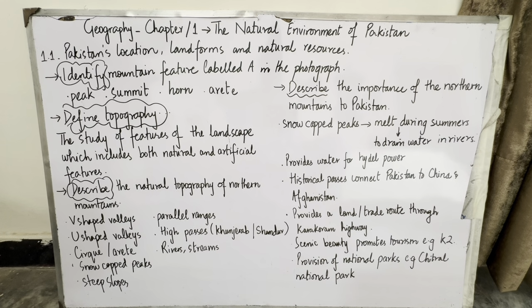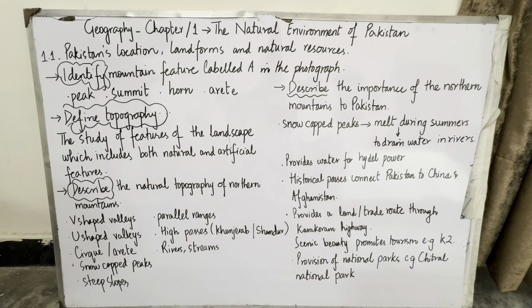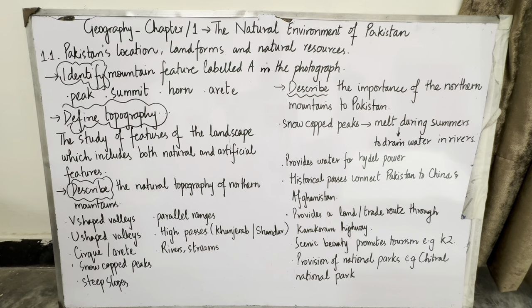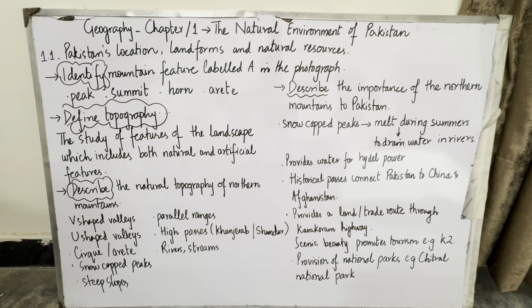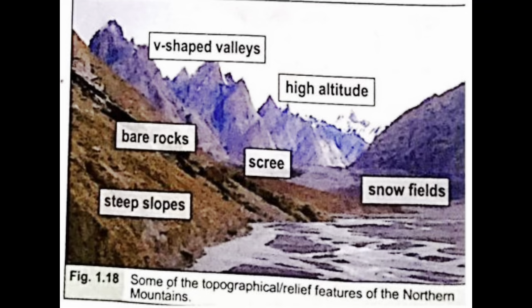Next you have is define the topography. So it's a simple definition of what is the meaning of topography. It's a one word answer, one mark answer, which states the study of features of the landscape, which includes both natural and artificial features. Okay? So it's the study of the features of the landscape. That's it. In the picture you can see some of the topographical or relief features of the northern mountains.